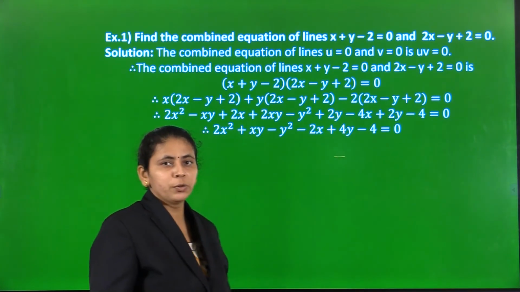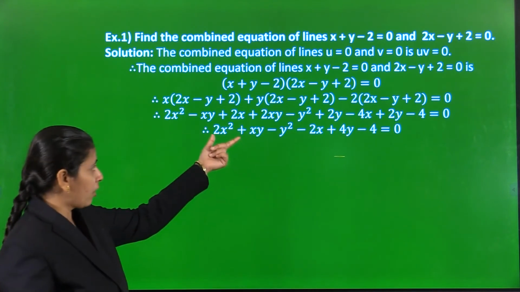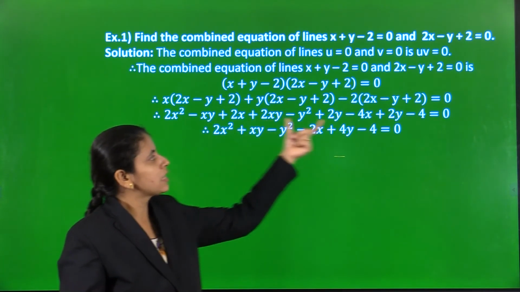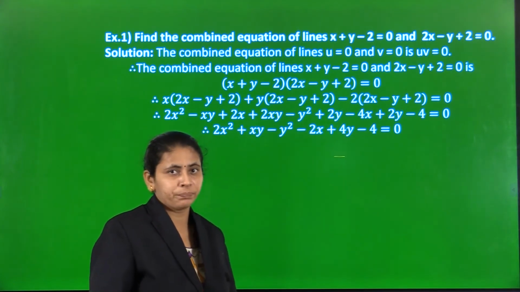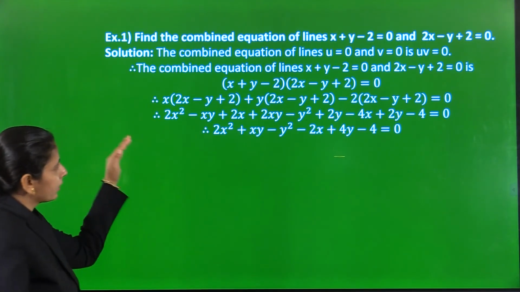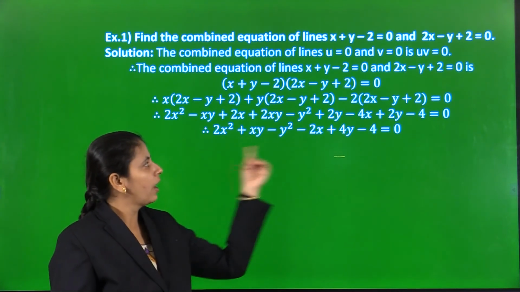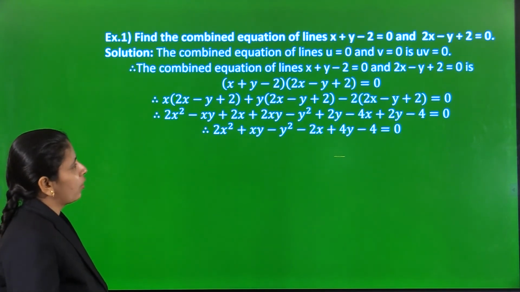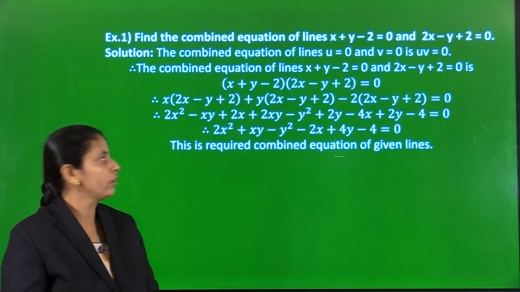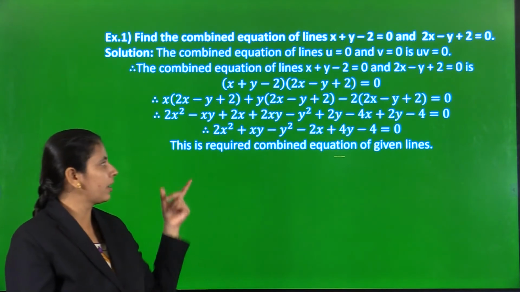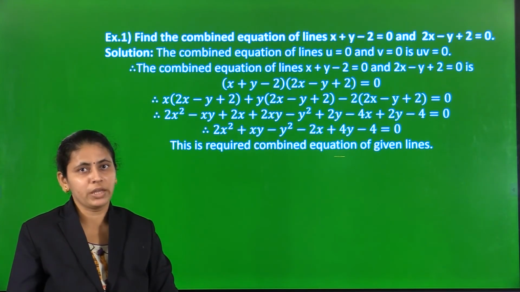4 equal to 0. What we have done here? We have added the terms containing similar types of variable. So after adding the similar types of variable and simplifying, we get this equation, and this equation is called the combined equation of the given two lines. So this is the required combined equation of two lines.